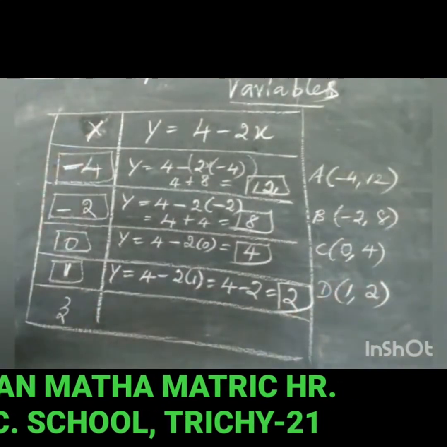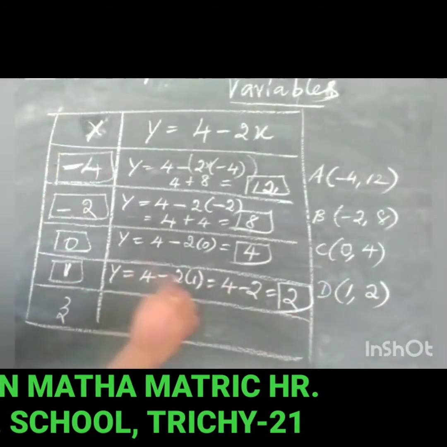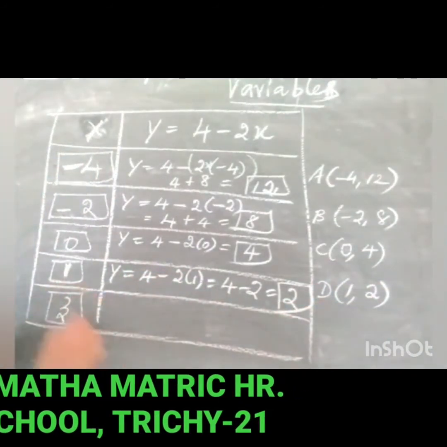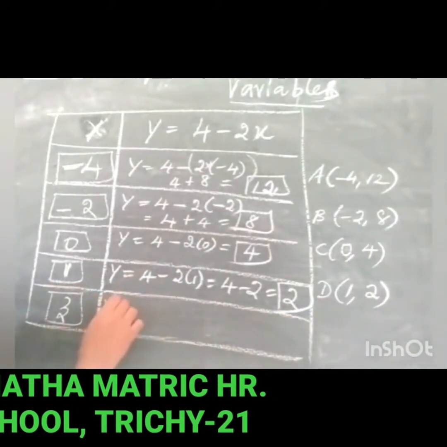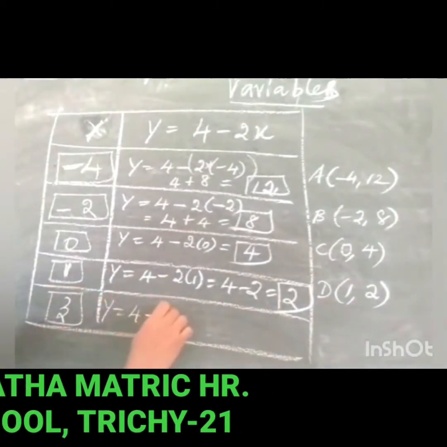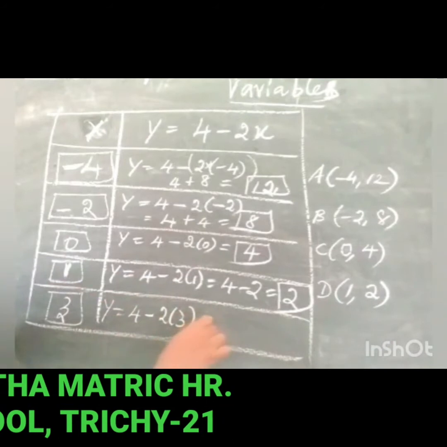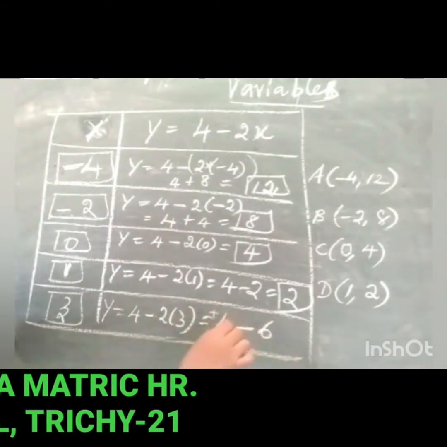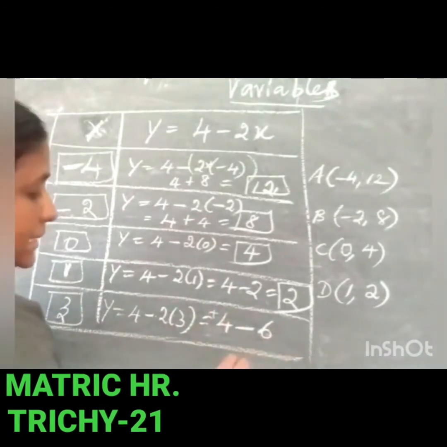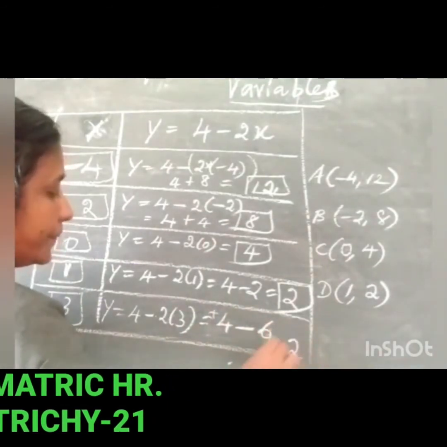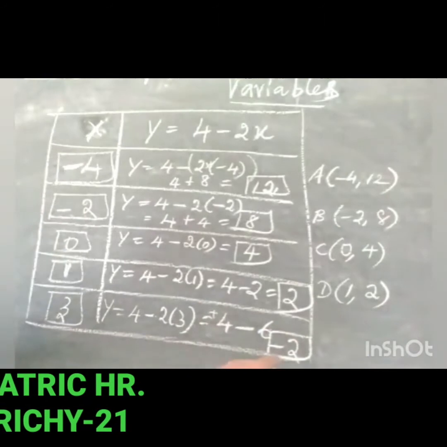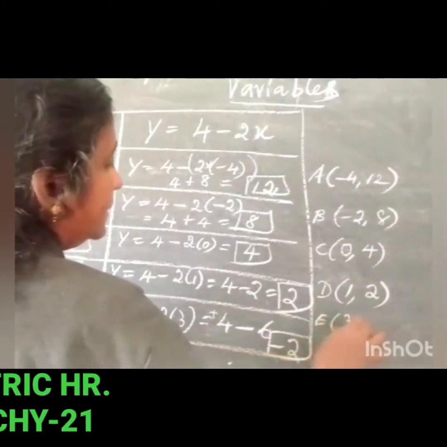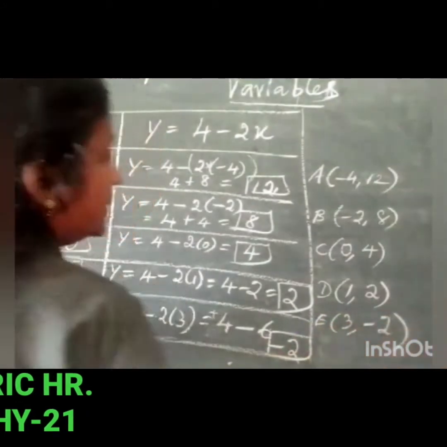So after finding your answer x and y, you have to write it like this in the bracket. Next, for the x value 3, you can apply y equal to 4 minus 2 into 3. So 4 minus, here multiply, 6. That is 4 minus 6. What is that answer? Minus 2. So the value is minus 2. The point is 3 comma minus 2, point E, 3 and minus 2.